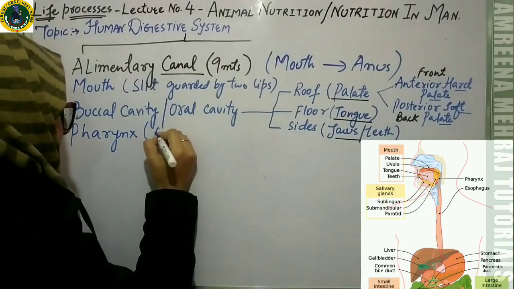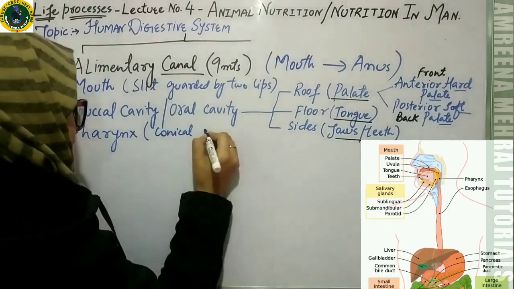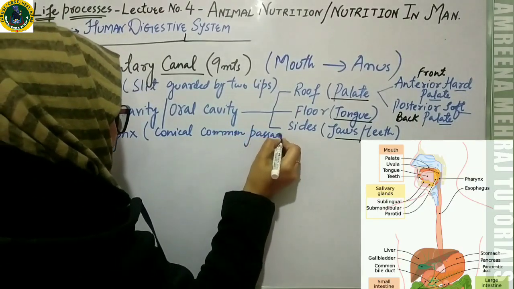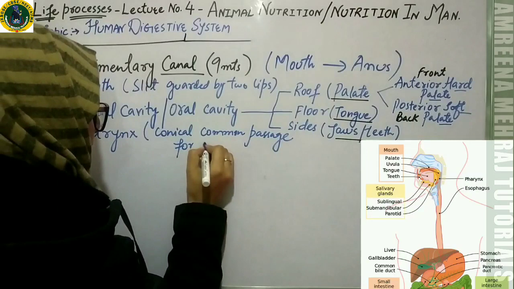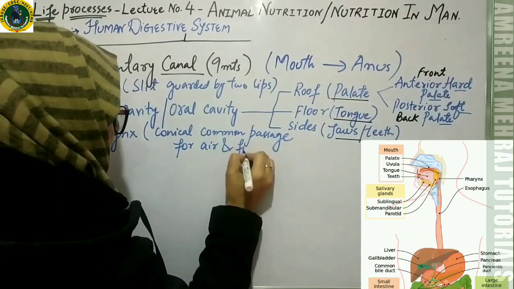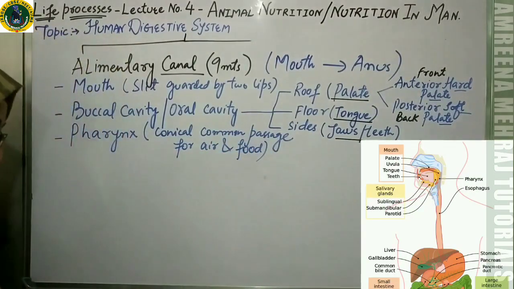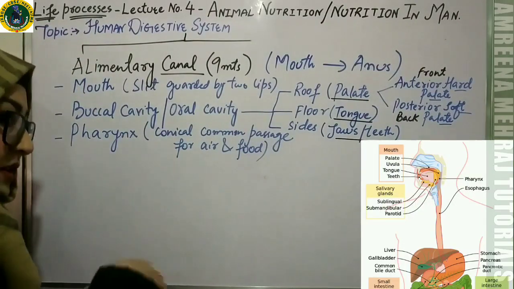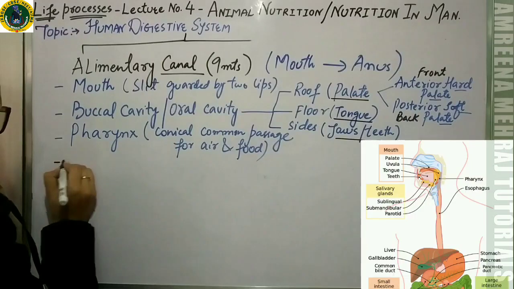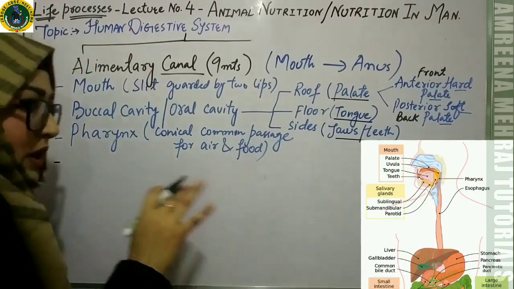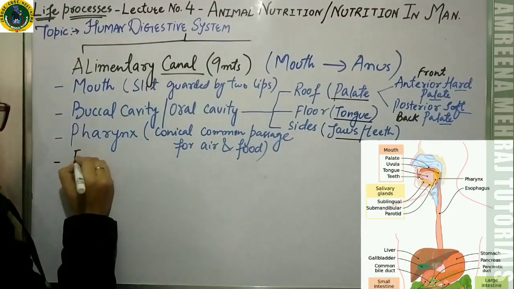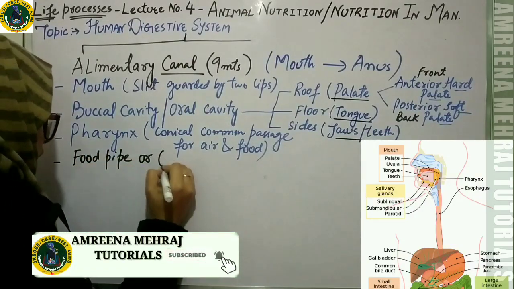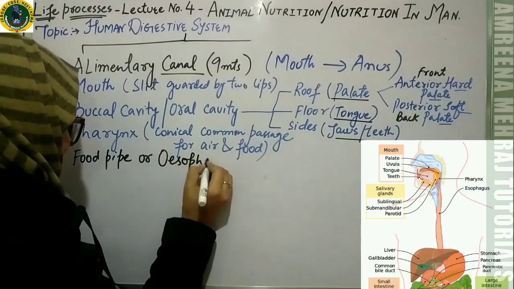Pharynx. So it is a conical common passage for air and food. I'll show you on the diagram which I'll draw, inshallah. And that passage will then be followed by, we are discussing the alimentary canal, so we have to forget about the windpipe, the food pipe, or what we call the esophagus.